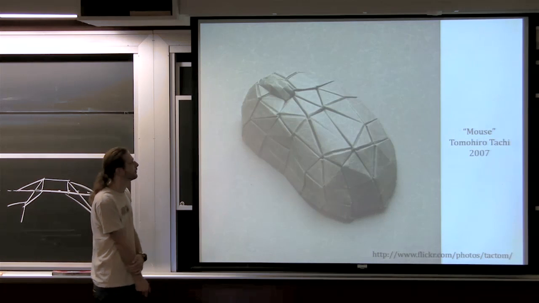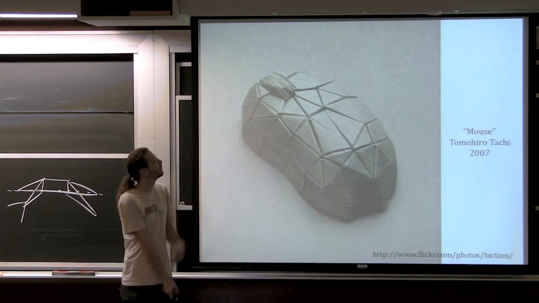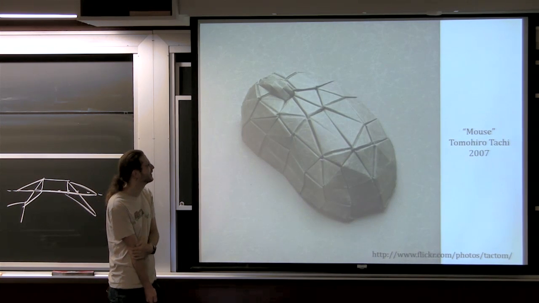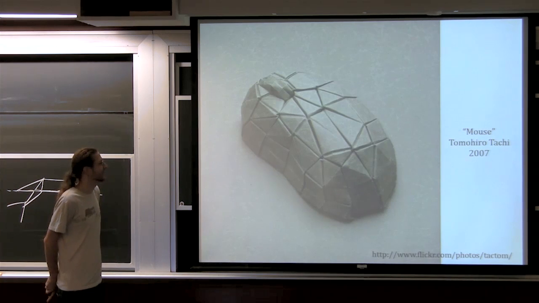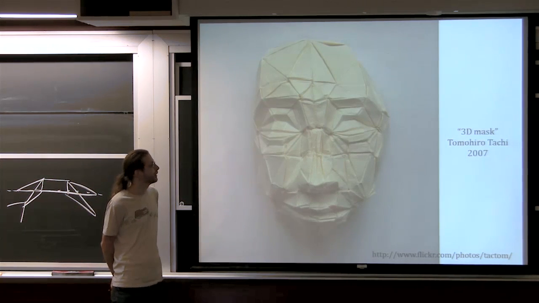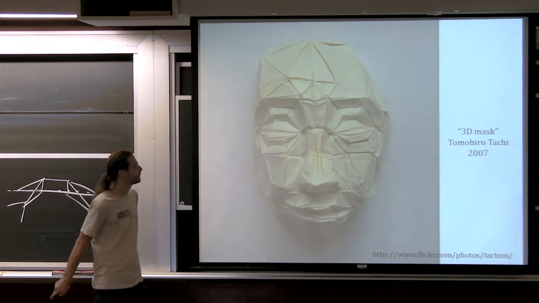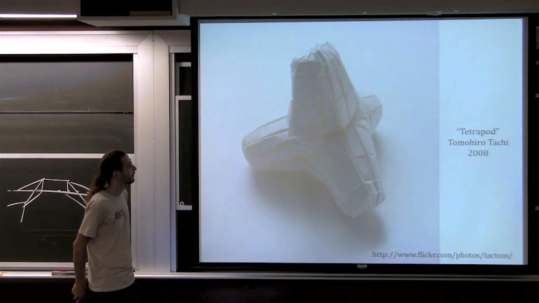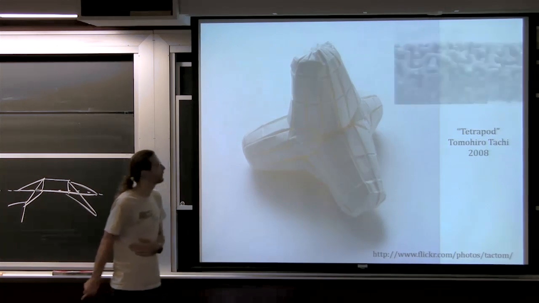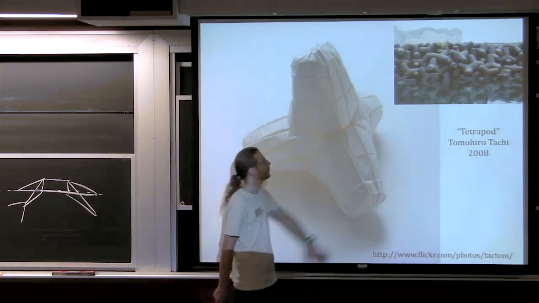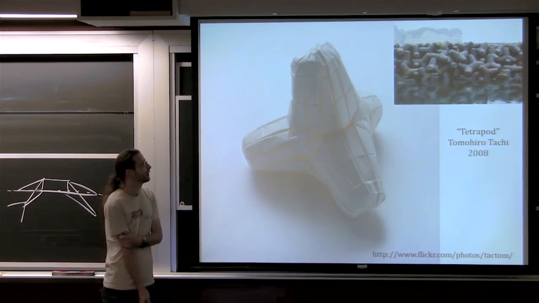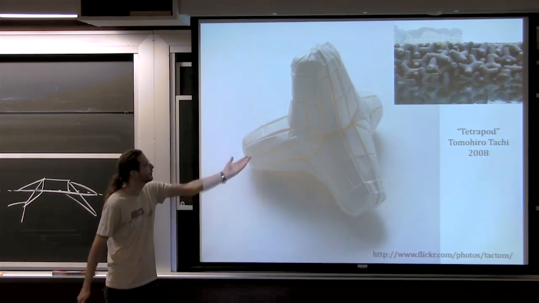Here's a computer mouse. Apparently the scroll wheel works fine. Doesn't support USB though, it's only Bluetooth. We've got a nice mask. These are all, you're given a 3D model and you fold exactly that 3D model. This is a tetrapod. So here sort of shows Tomohiro's background in architecture. If you haven't seen tetrapods, they're used to hold back the ocean and things from erosion and things like that. So they're usually made out of concrete, but here you can make them out of paper.